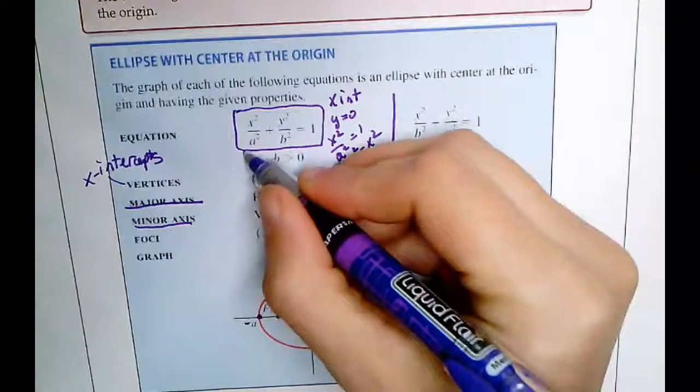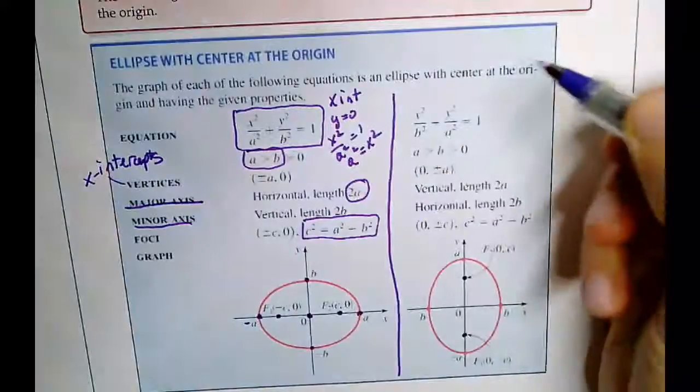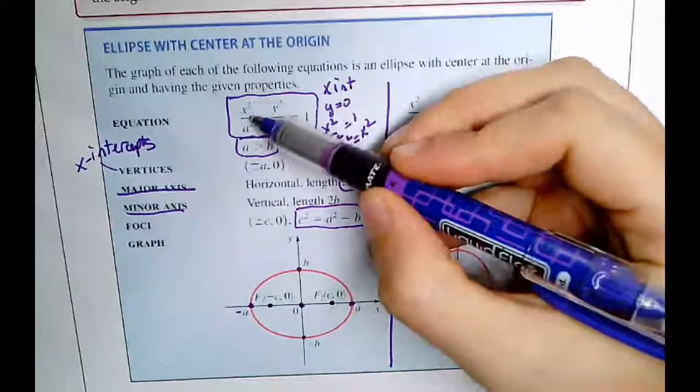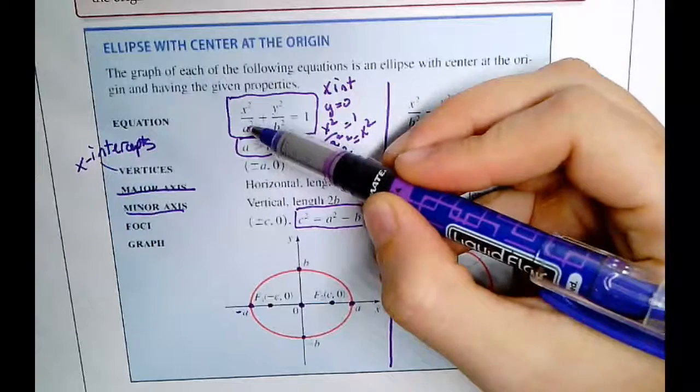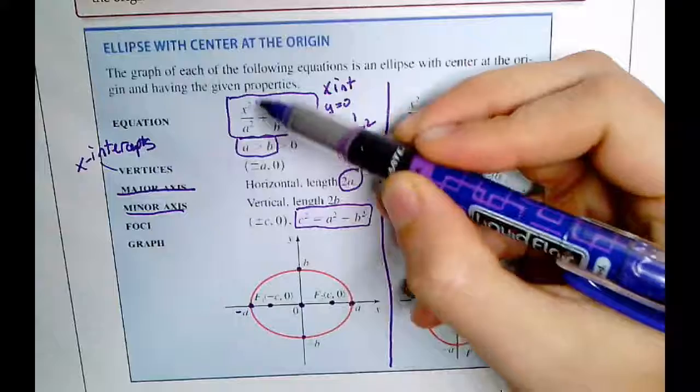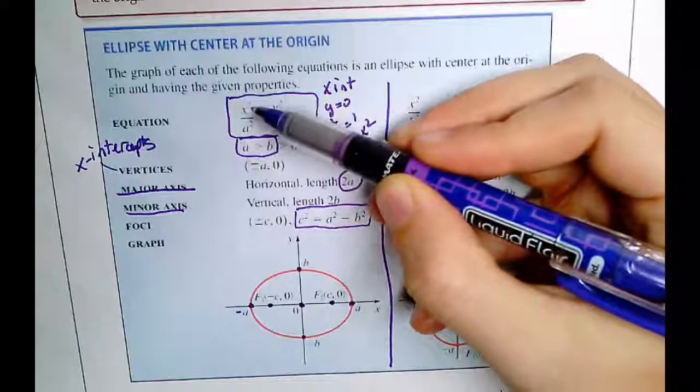So when a is greater than b, so when the number associated with x squared is greater than the number associated with y squared, the foci are going to be on the x-axis.